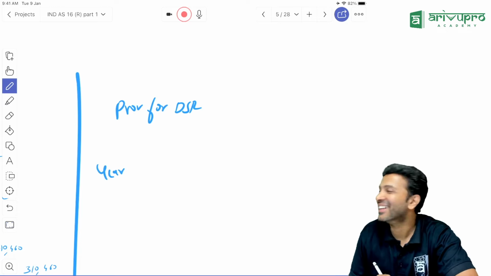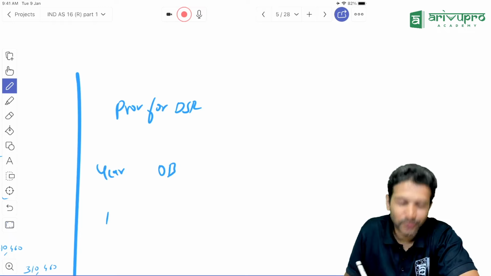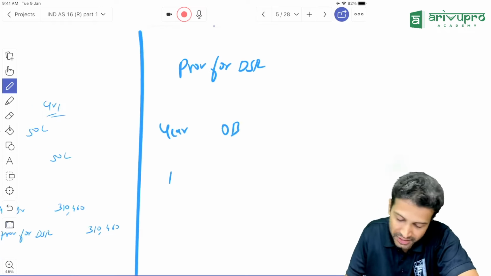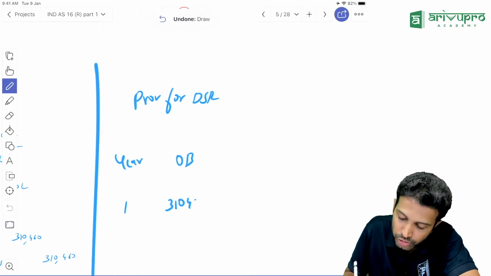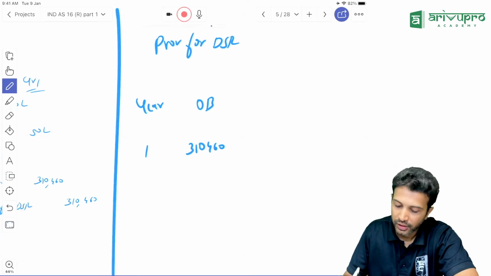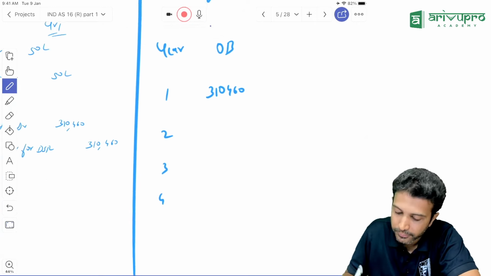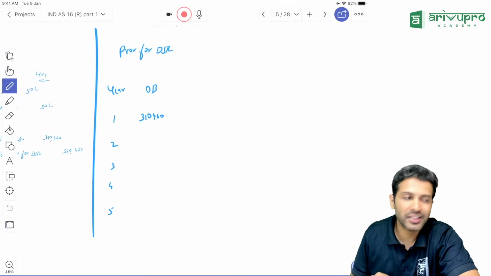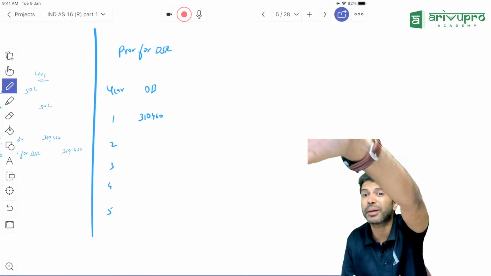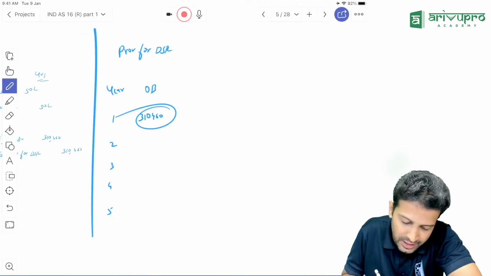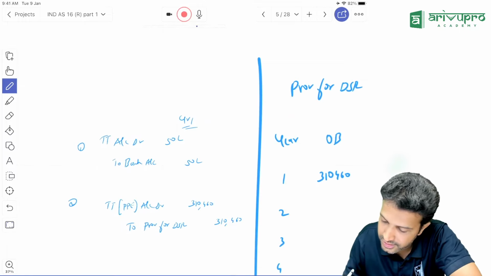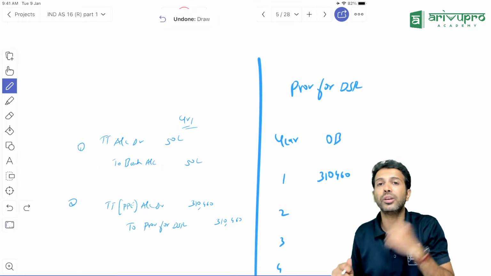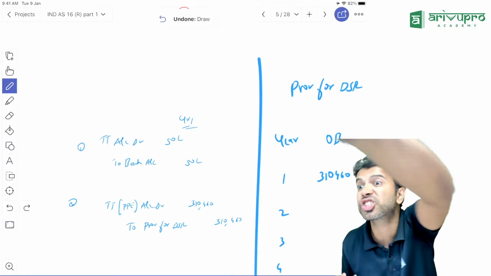Okay. Here, opening balance. Sir, we are at the first year beginning. How much have I accounted as provision for DSR? 3,10,460. Now I will settle this provision when? 5th year. That means at the end of the 5th year, my provision for DSR balance should become 5 lakh. From 3 lakh, its balance should become 5. The difference between this 3,10,460 and 5 lakh is nothing but time value of money interest charges.